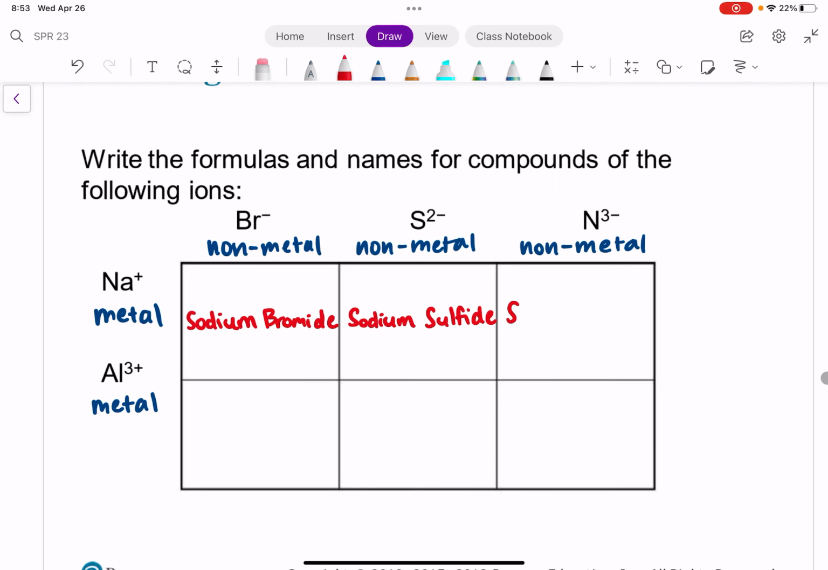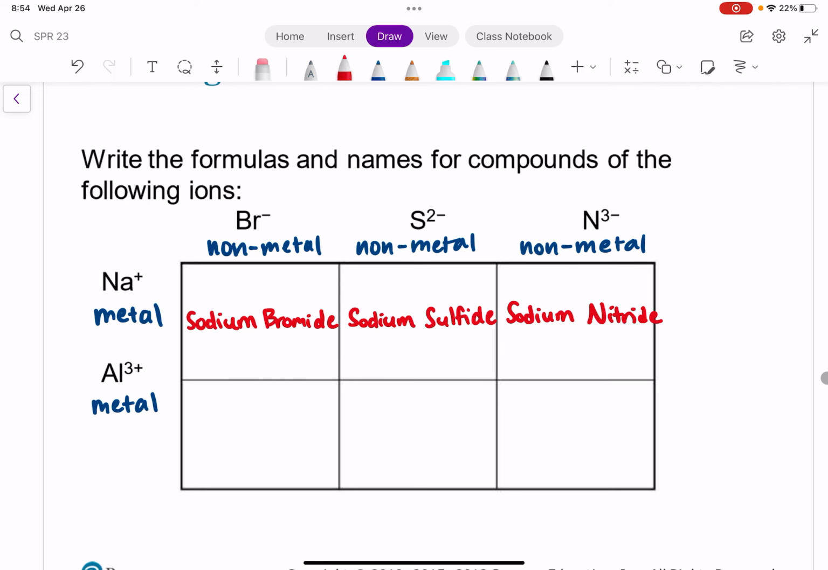What about this next one? Sodium again, right? What's going to go next? Nitrogenide? Is that it? Nitride. Yeah, sodium nitride. So nitrogen becomes nitride. Kind of weird, I know, but nitrogide is really hard to say, and nitroide wouldn't really work, right? So, yeah, nitride.